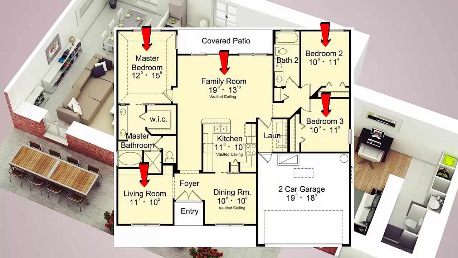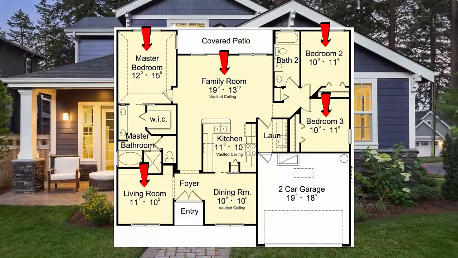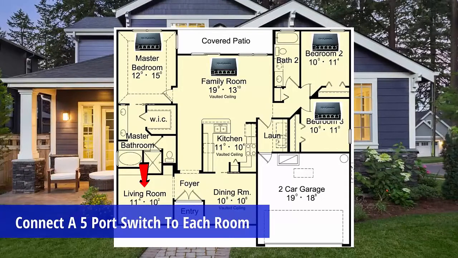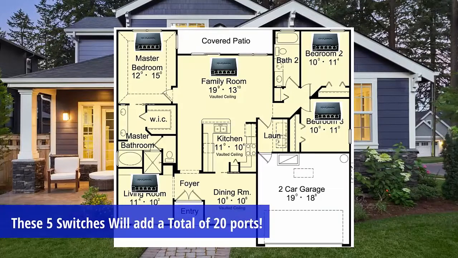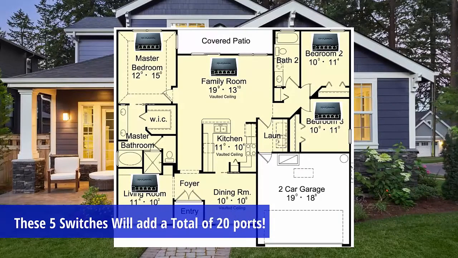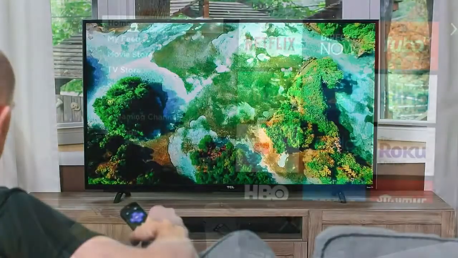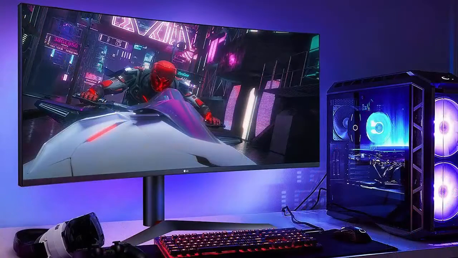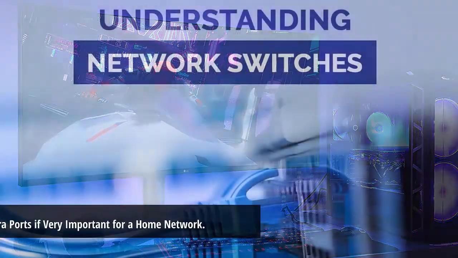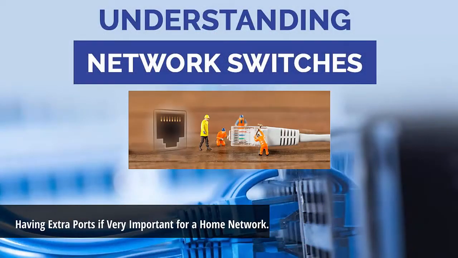So now you have 5 rooms connected with Ethernet cables. To optimize this Ethernet cable connection, you should connect a 5-port switch to each room. By doing so, this will give you 4 more ports per room. And these 4 extra ports will allow 4 more devices, like TVs, streaming devices, gaming consoles, another PC, and this list can go on and on. So you can see why it's important to have extra ports in each room.